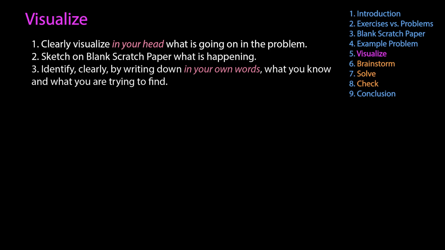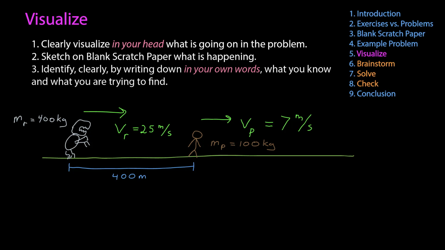Identify clearly, and I recommend writing this down, in your own words, what you know and what you are trying to find. Here's the first stage of my sketch. I have my two objects. Remember, these drawings don't have to be good. I've identified the space between them, 400 meters. I've identified their speeds. I've identified which way they're running, as well as I've put down the masses.